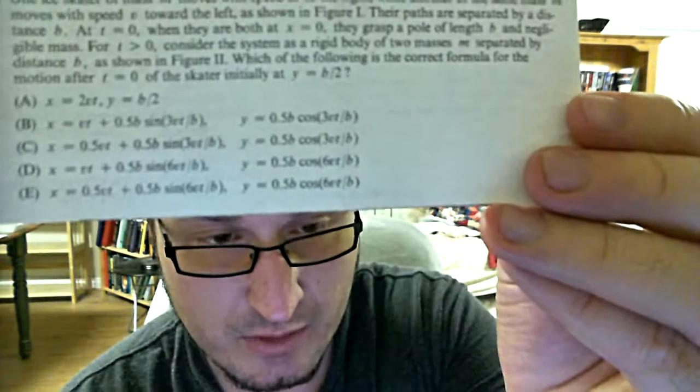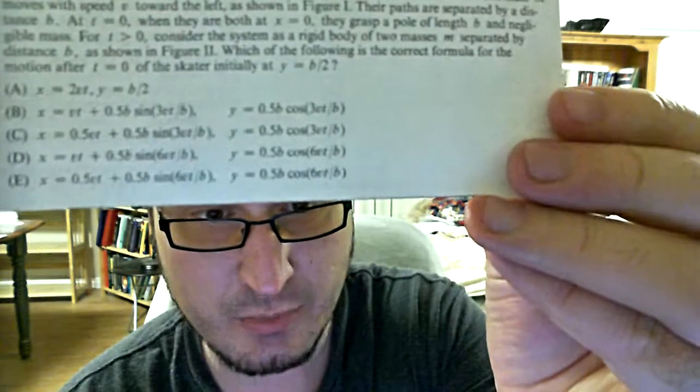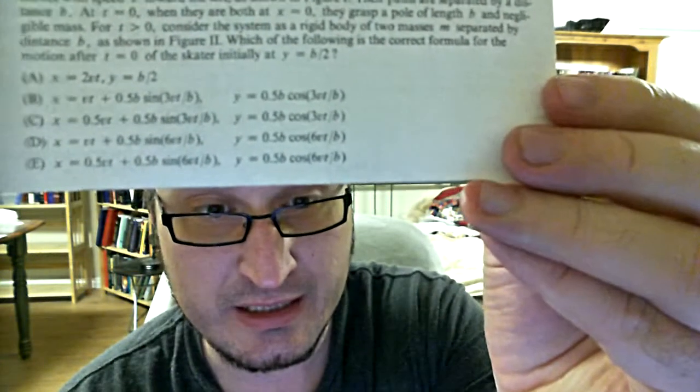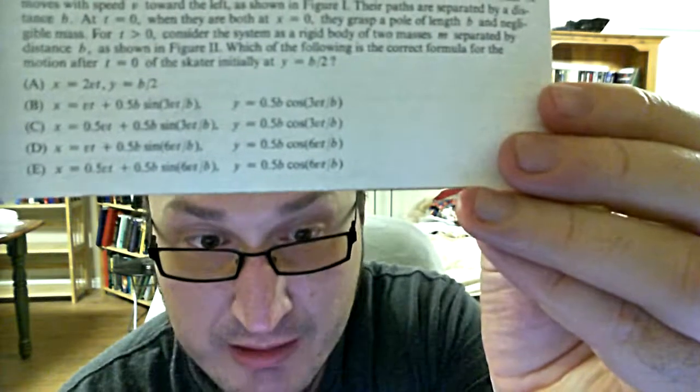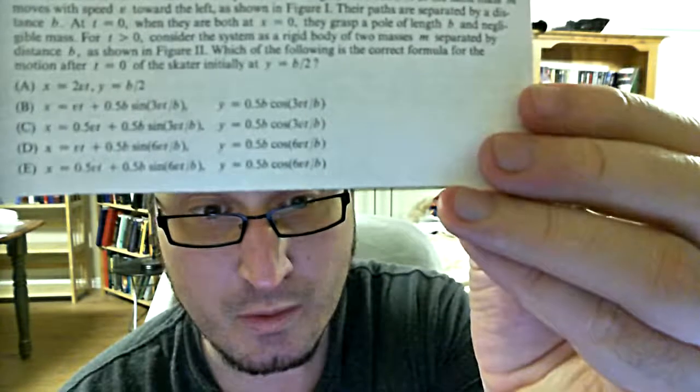So looking between C and E, the omega that I just calculated is present there in answer C. I see 3vt over b, or omega equals 3v over b. And so I would choose answer C as the correct answer. And that took me a little over 10 minutes.